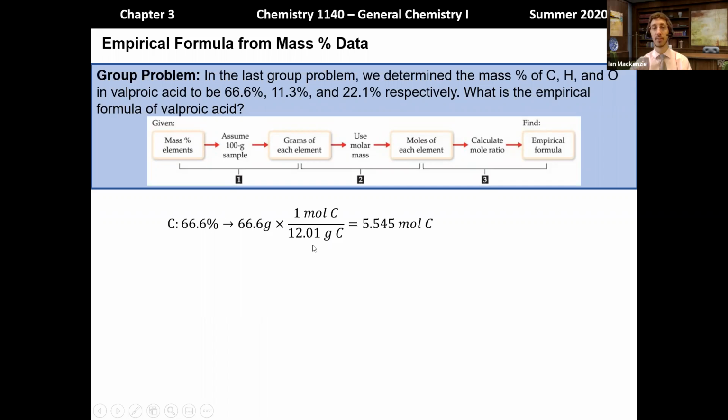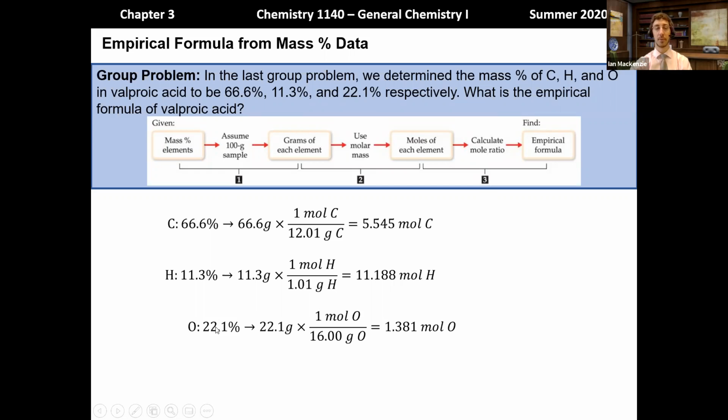So 66.6 divided by 12.01 grams. Remember, 12.01 grams is equal to 1 mole. It's a conversion factor. I come out with 5.545 moles of carbon. I do the exact same process for hydrogen. Mass percent becomes mass. Divide by the atomic weight. That becomes moles. Oxygen percent becomes mass. Divide by the molar mass in this case, and I get 1.381 moles of oxygen. Now I am at this point, moles of each element.